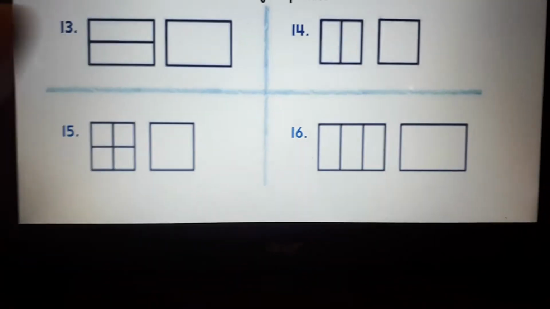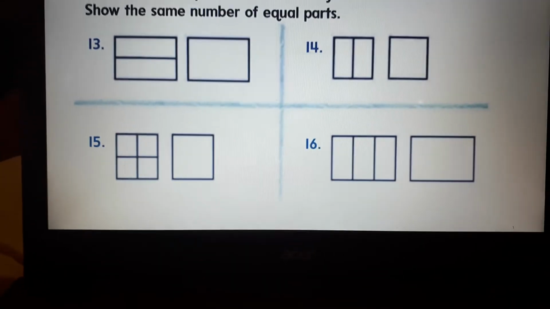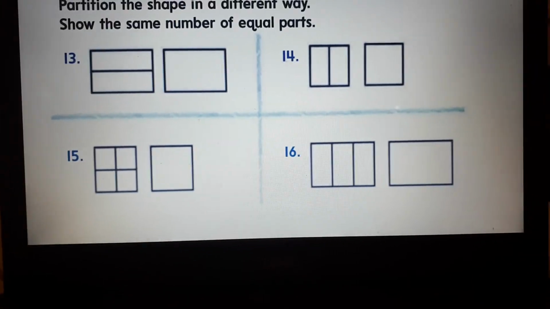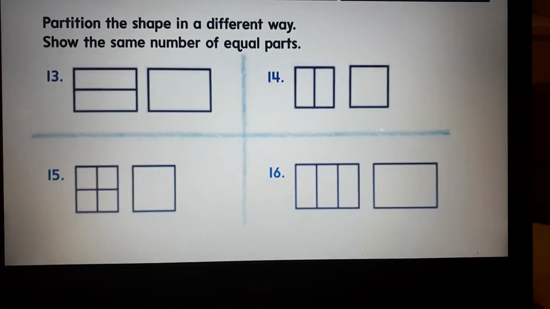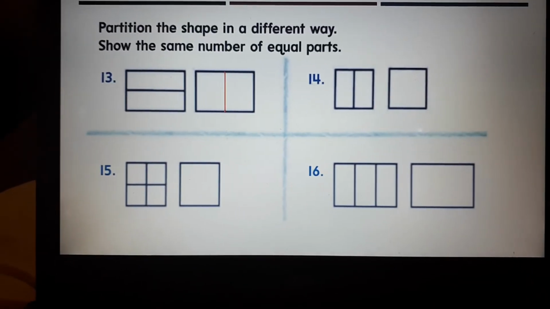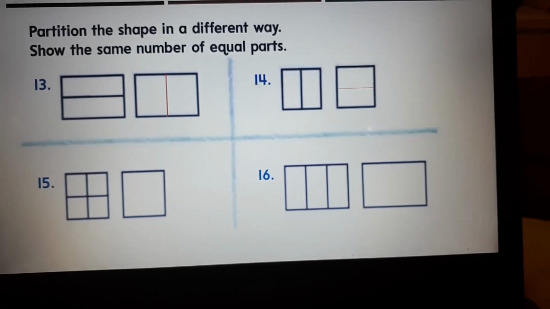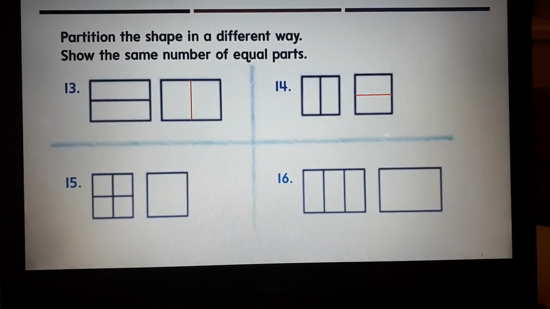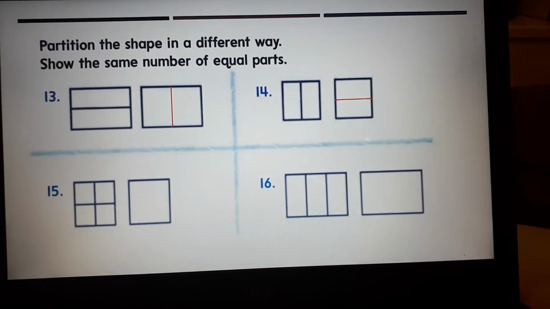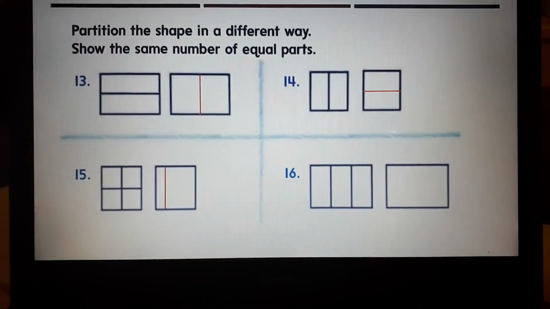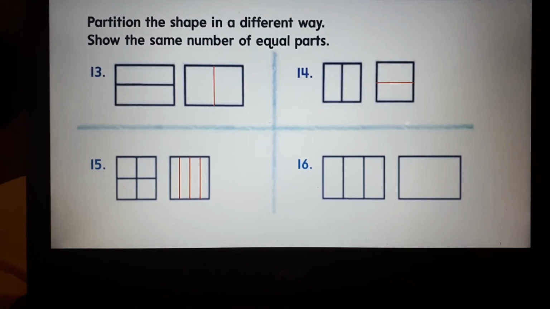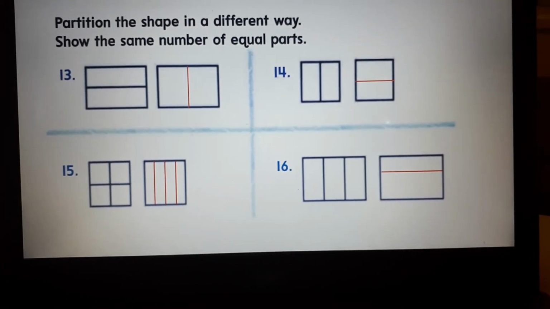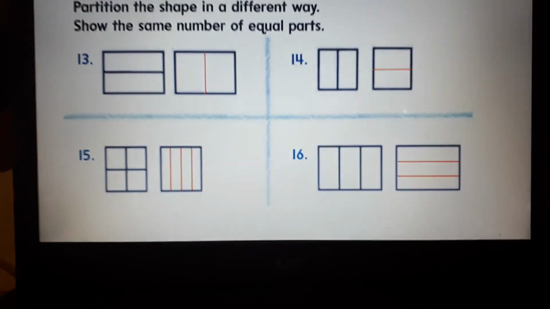Here I want to show the same number of equal parts but in a different way. Again, partition. Partition is to divide. So here I make another way of two halves. Here I make another way of two halves. Say again after me, two halves. Here also I made another way of four fourths. Here another way of three thirds.